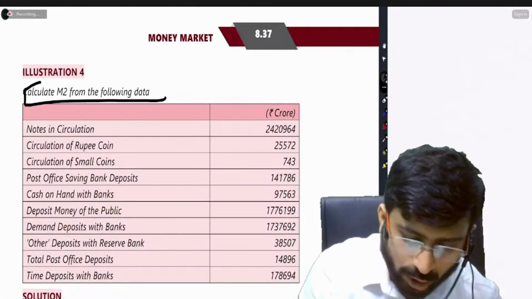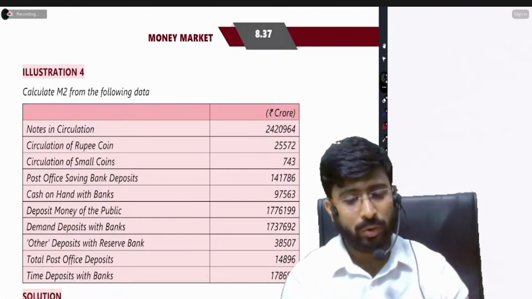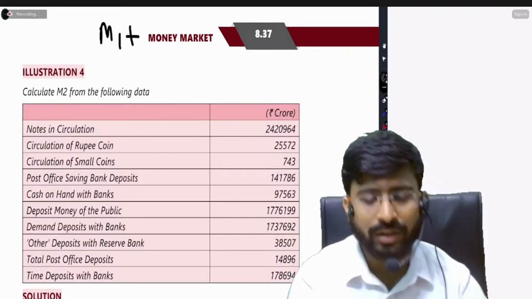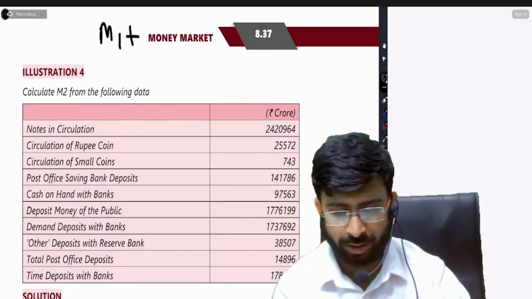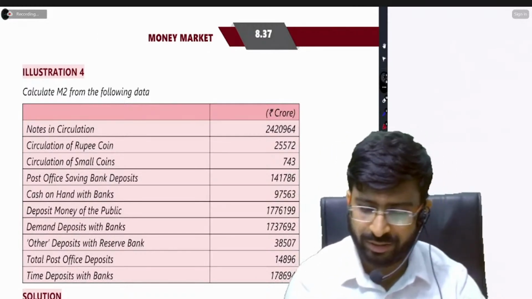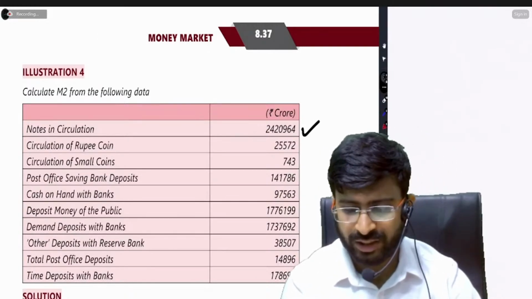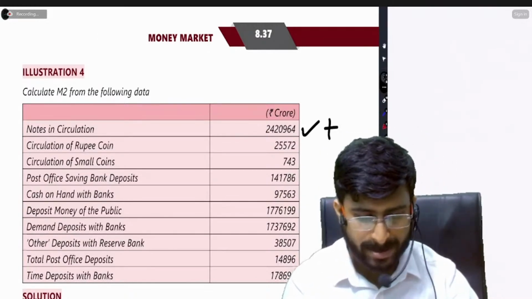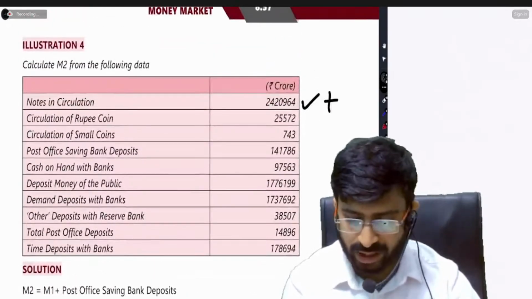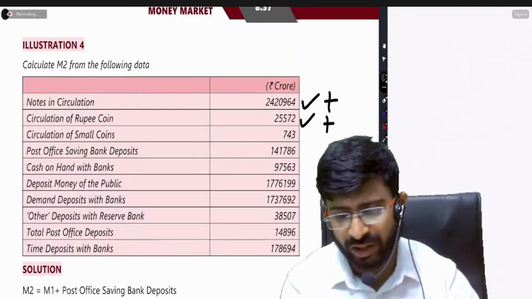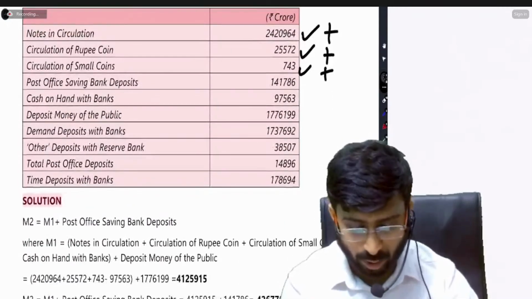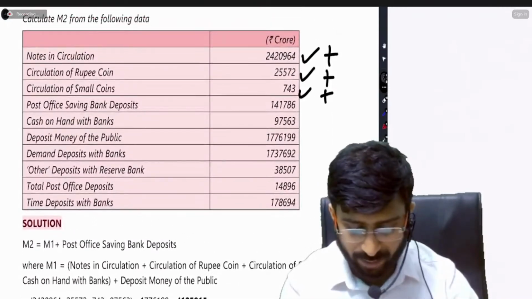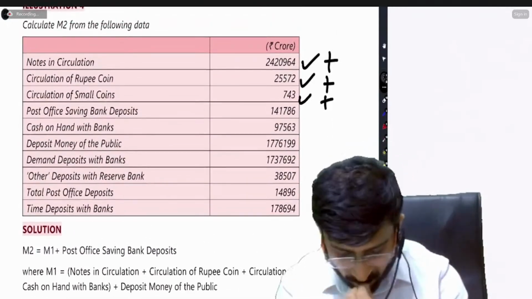Calculate M2 from the following data. Now you all know M2 is M1 plus savings deposit with post office savings bank. So number one is currency with public. This will be added. Now listen carefully. Circulation of rupee coin. Yes, added. Then again we move on.